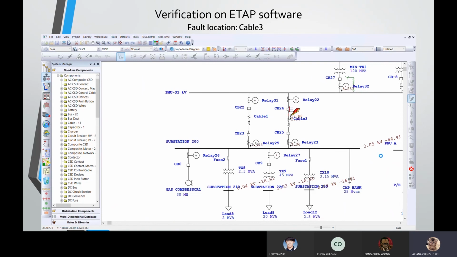In this case, if a fault occurs on cable 3, circuit breakers 24 and 25 are expected to open. But in this case, circuit breakers 6 and 24 operate because 24 is enough to clear the fault, while circuit breaker 6 detects fault current in the gas compressor. This is most likely because the impedance of the gas compressor is very low.